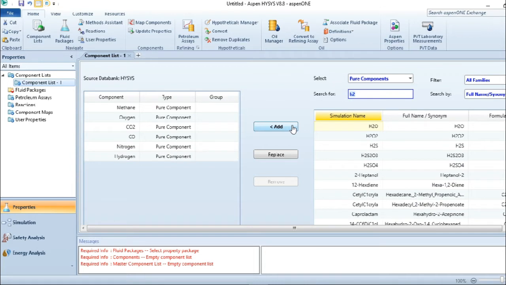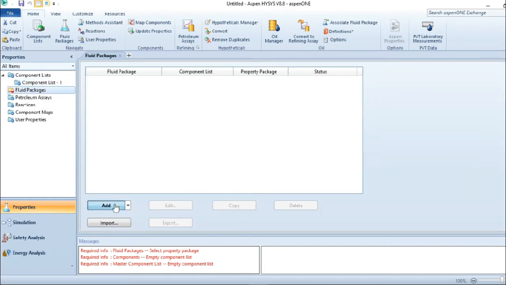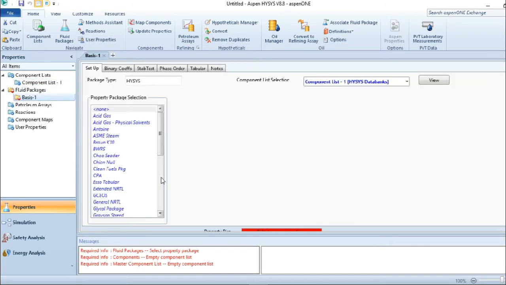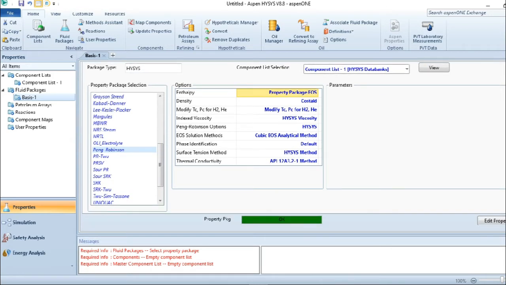Also don't forget, in the search bar here you could either type the name of the component or its chemical formula or its synonym. So we now go to the fluid package. This time around, our fluid package is going to be Peng Robinson. Also don't forget, I have two reactions, so I have to add my reactions here.